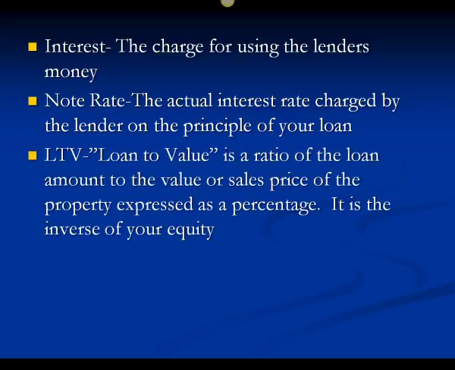LTV, or loan to value, is the ratio of the loan amount to the value or sales price of the property expressed as a percentage. It's an inverse of your equity. So if you put 20% down, lenders are going to talk behind the scenes and call it an 80% loan to value, because if you're working mortgages, it's easier to understand that way. So if you ever hear a mortgage person saying 80 LTV, they mean somebody's putting 20% down, or there's 20% equity in the house.